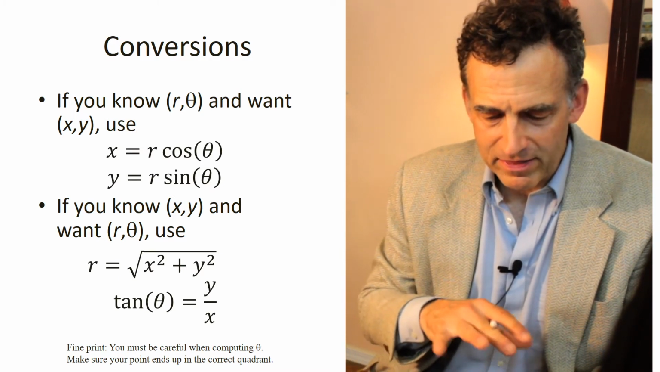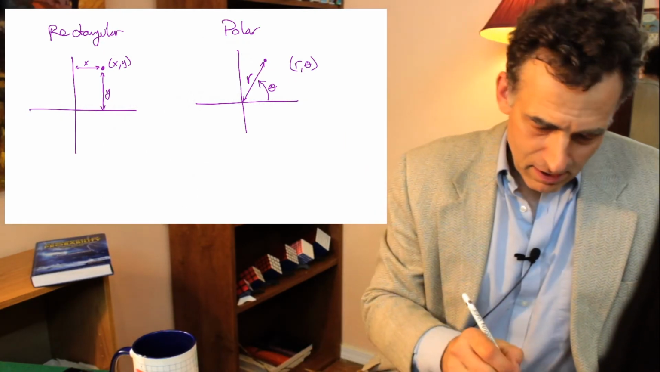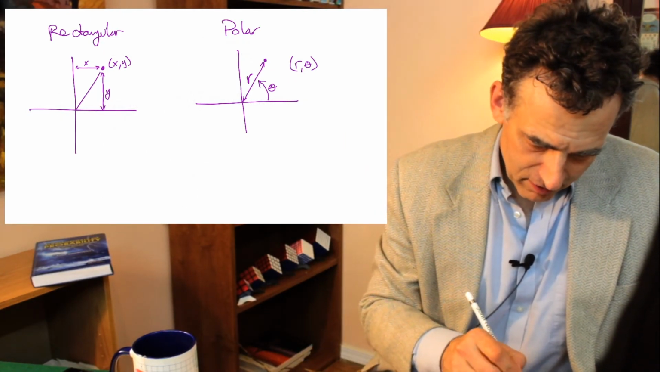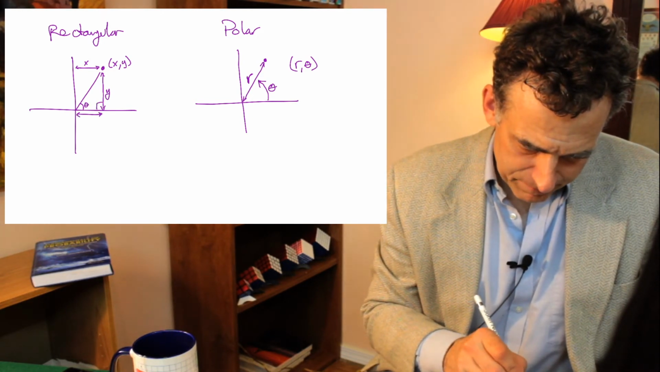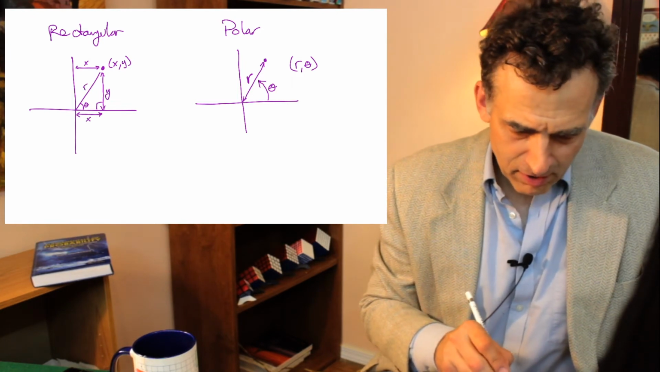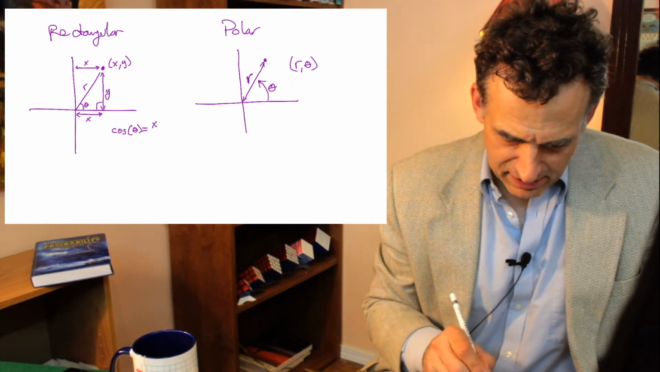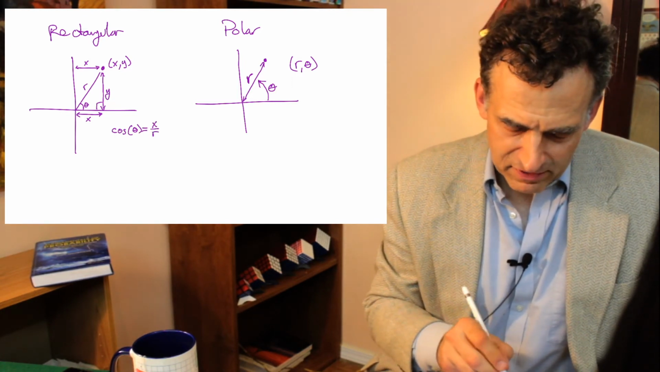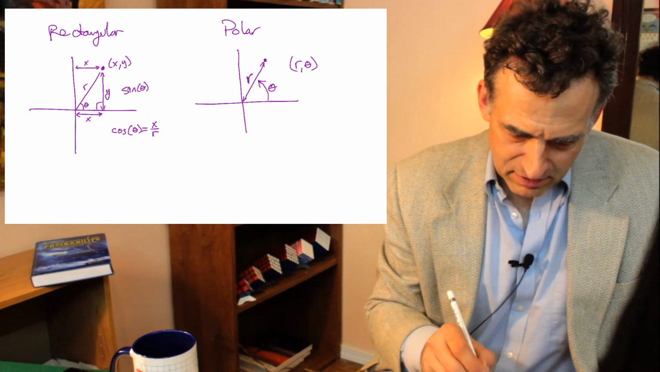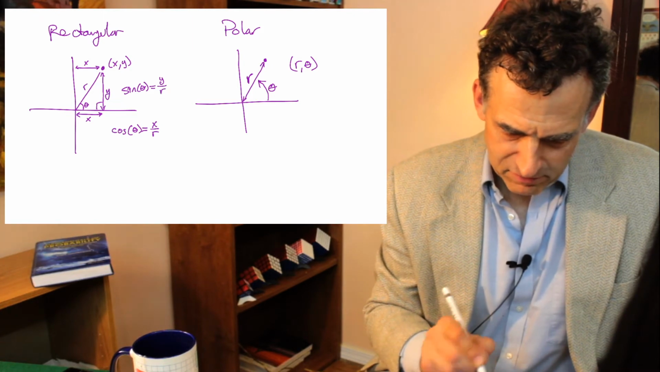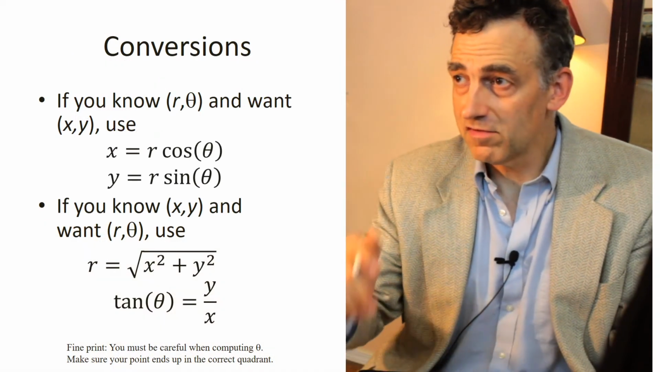It's easy to see why that is if you just draw a triangle. Here is my triangle, with angle theta, and you can see that the x-coordinate is related to r. Specifically, cosine of theta is x over r, so x is r cosine theta. And then for y, sine of theta is opposite, or y, over hypotenuse, which is r. And so that's why things look the way they do in this formula.